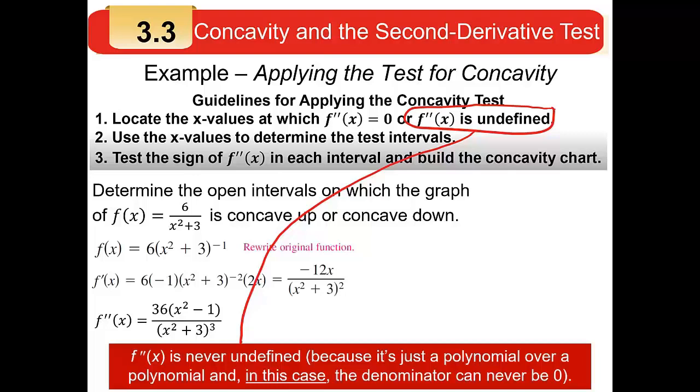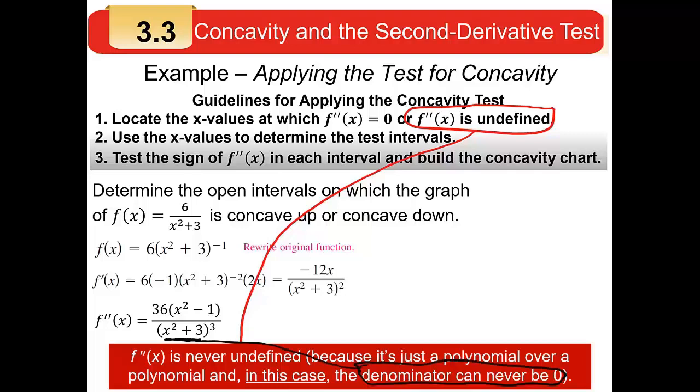If I think about undefined values, when you're dealing with a fraction, unless there are some radicals present, the undefined values come out of the denominator. And here you can see the fraction is just a polynomial over a polynomial, so the only undefined values will come out of the denominator. And in this particular case, this denominator can't be 0.